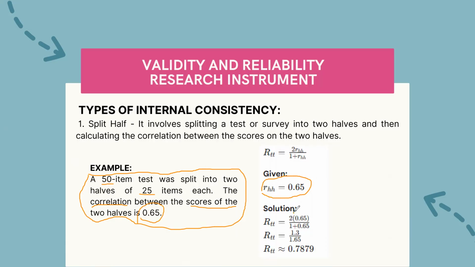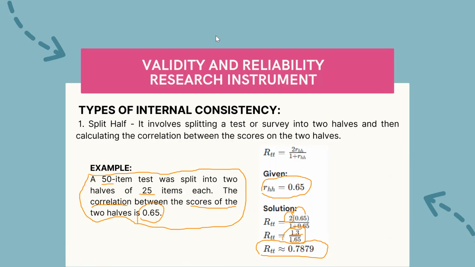Just substitute. 2 is given here. 2 times 0.65 is 1.3. And then we add these, and we will get 1.65. So therefore, our reliability score for our split half is 0.7879. In this case, this is acceptable.